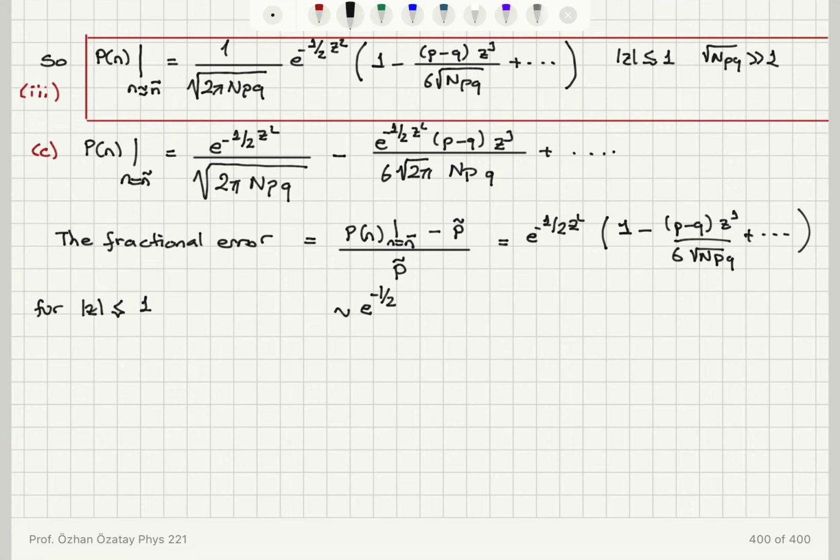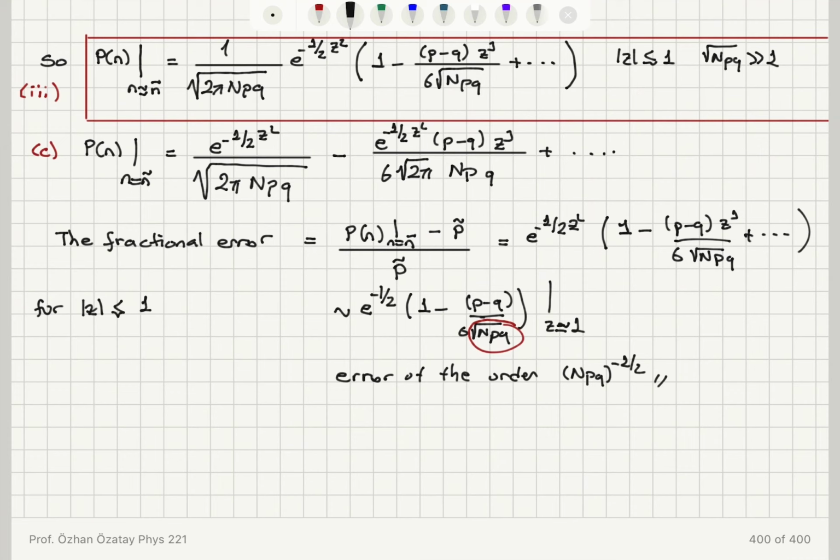So if I substitute, for example, z equal to 1 here, this will be e to the minus 1 over 2, 1 minus p minus q divided by 6 square root npq. So this is evaluated at z equal to 1. What is the order of magnitude for the error? For the error, I find an order of magnitude of 1 over square root npq. So error of the order npq to the power minus 1/2. So this is as expected.